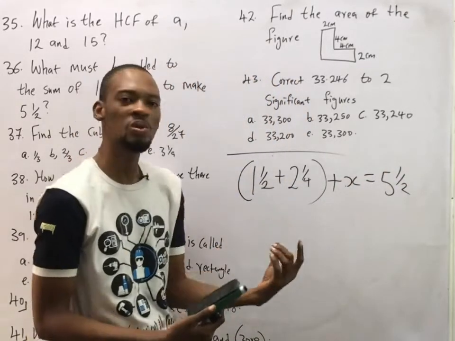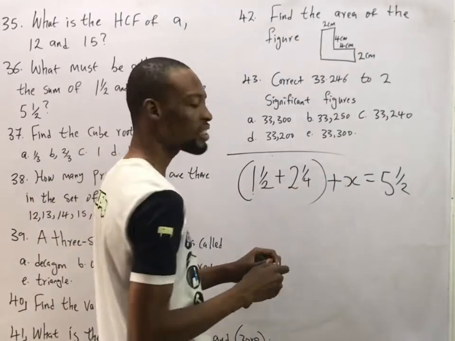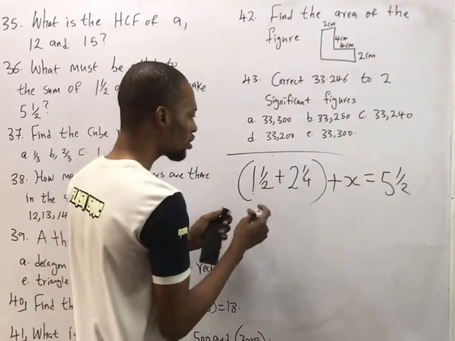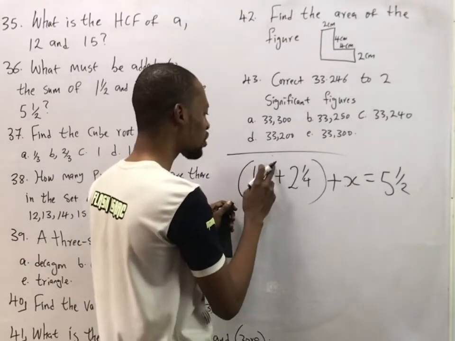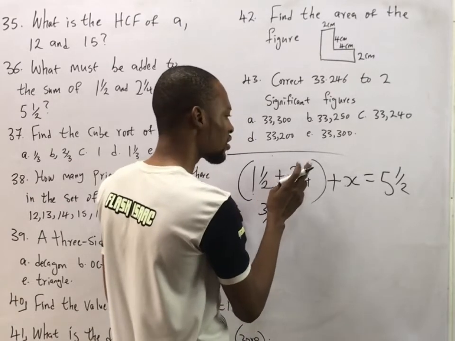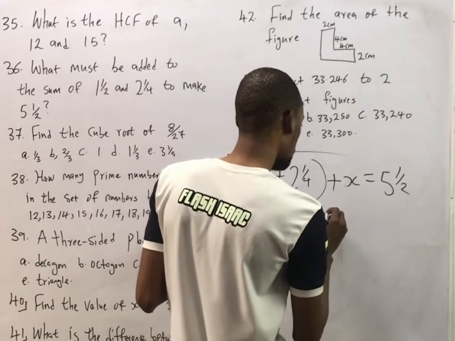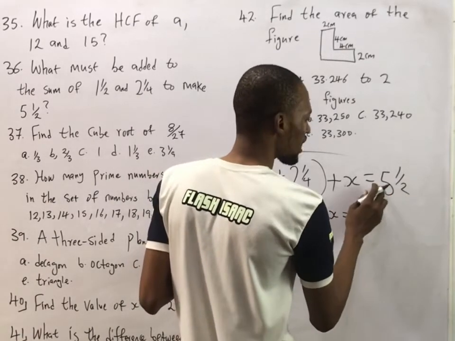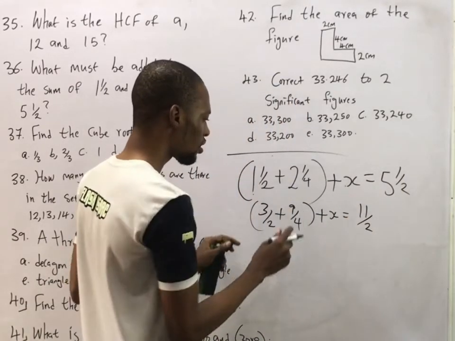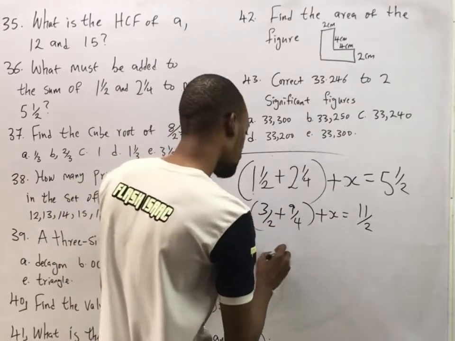The next step is to solve for S. To do that, let's convert these guys to improper fractions. This is a mixed fraction. Doing that, 2 times 1 is 2, plus 1 is 3. So here is 3 over 2, plus 4 times 2 is 8, plus 1, 9. So this is 9 over 4, plus S is equals 5 times 2 is 10, plus 1 is 11. So 11 over 2. The LCM of 3 over 2 and 9 over 4 is simply 4.